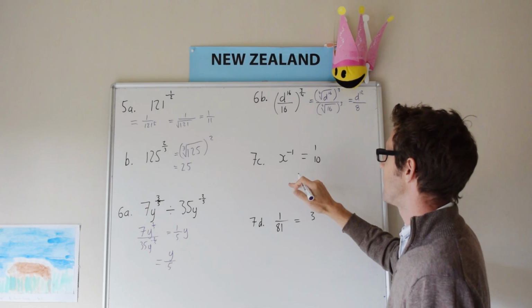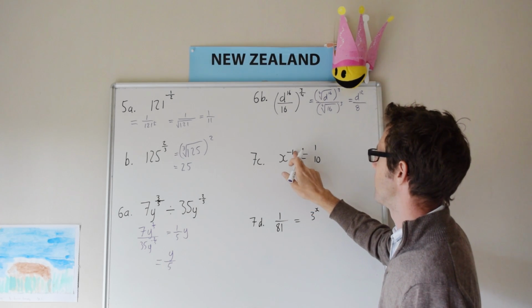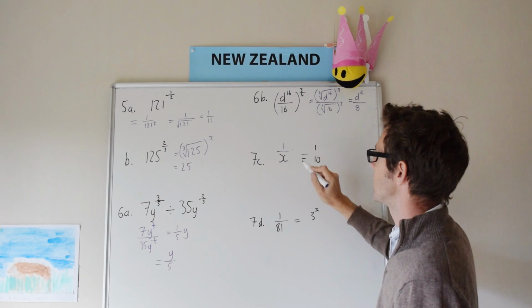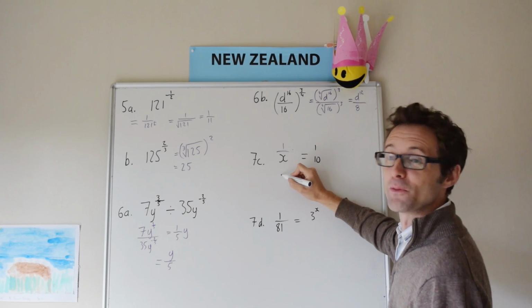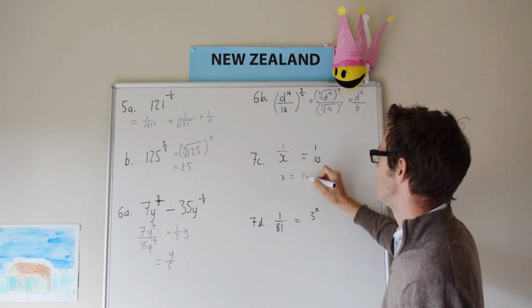This one here, we're solving for x. Another way of writing x to the power of minus 1 is to say 1 over x to the power of 1. And now we've solved our problem very easily. X is therefore equal to 10.